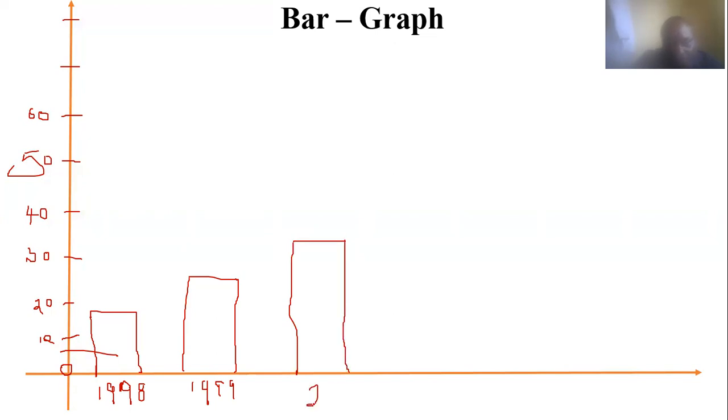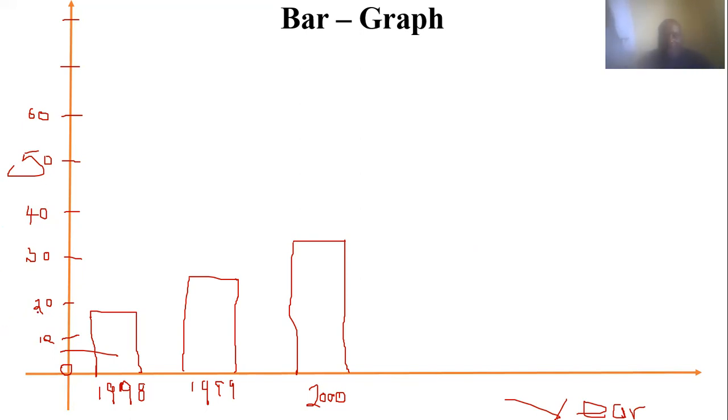So this is 2000. And make sure that you are able to label the axis. So this one is the year, and this one is the number of tourists in thousands.